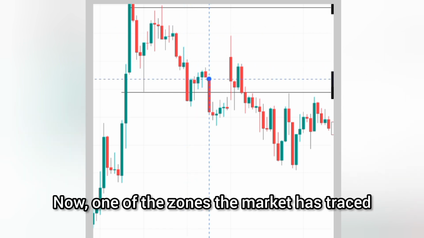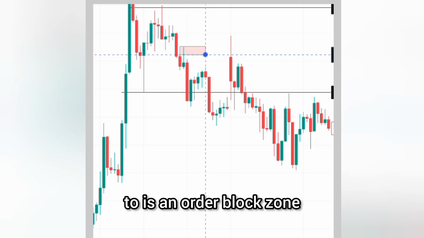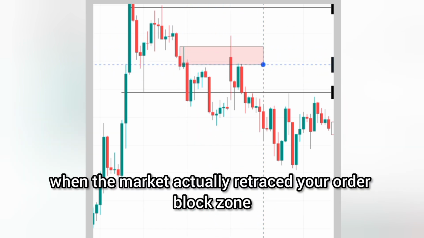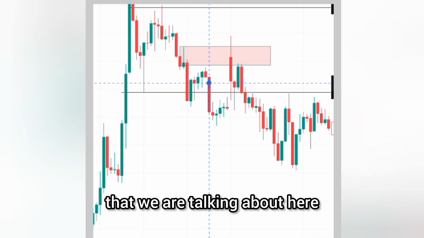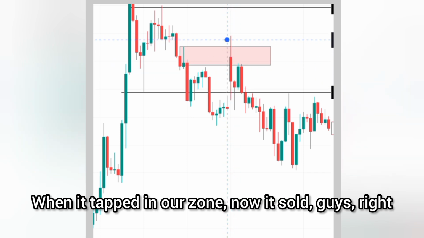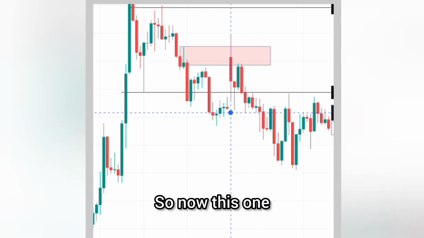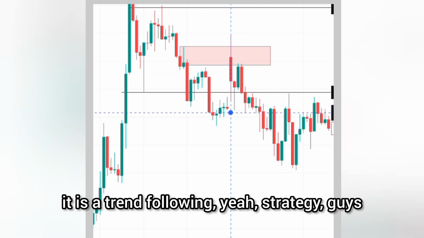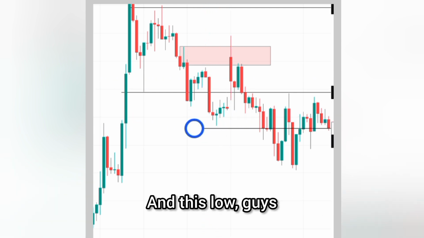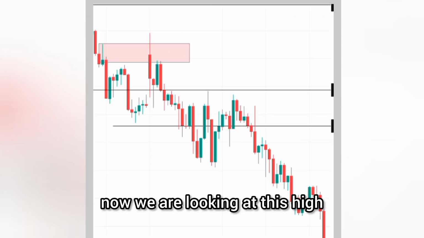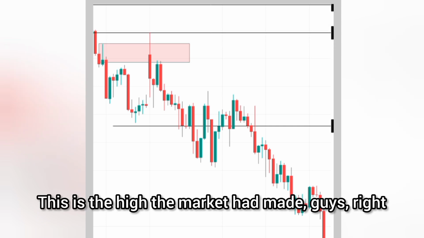One of the zones the market has to resort to is an order block zone. You can see that when the market retraced to your order block zone, it made another move. It made another sell that we are talking about here. When it tapped our zone, it sold, guys, right? This is a trend following strategy, guys. You can see that this is another low right here. And when the low was broken, now we are looking at this high, the high the market made.